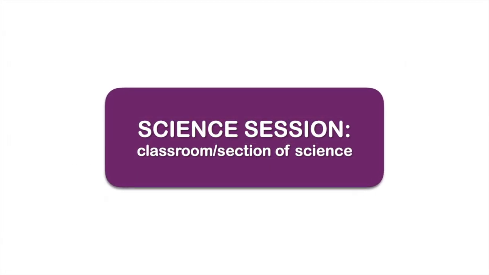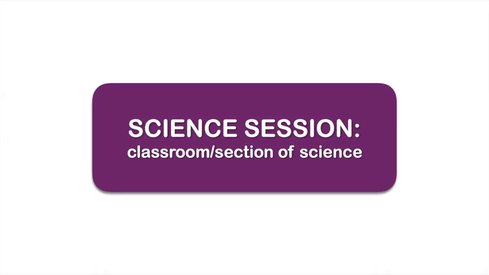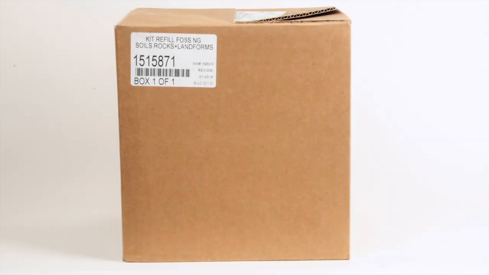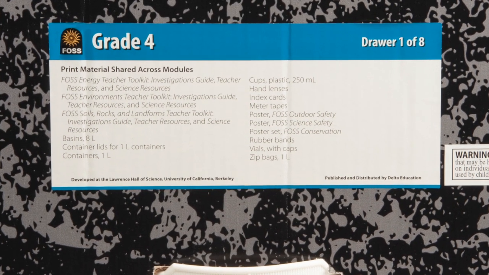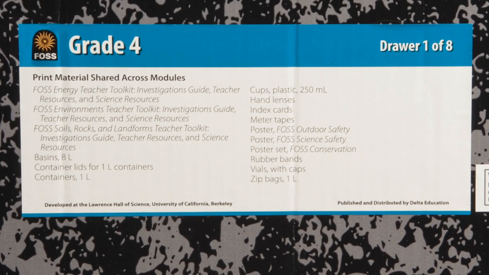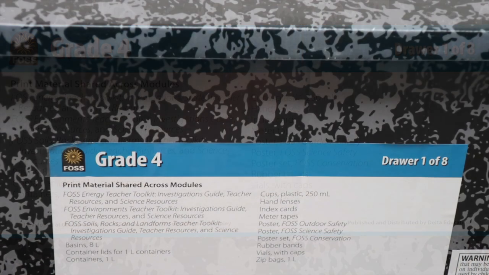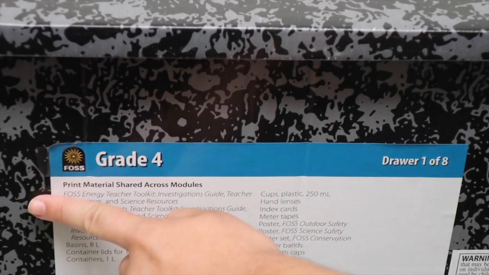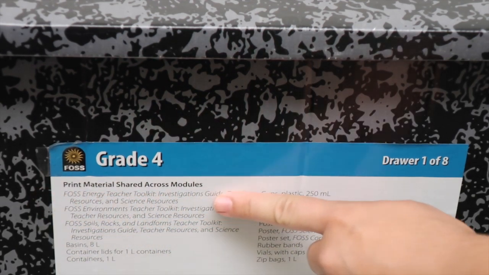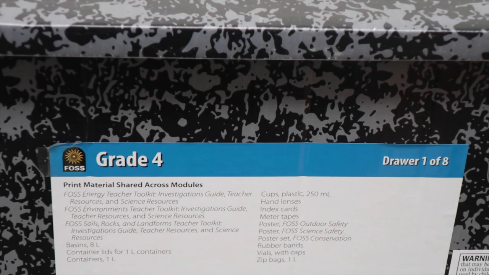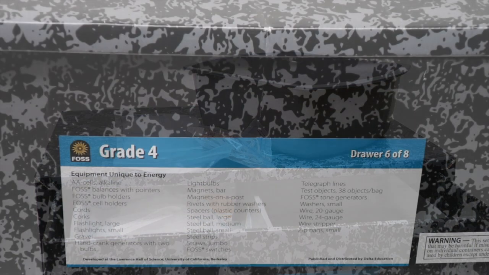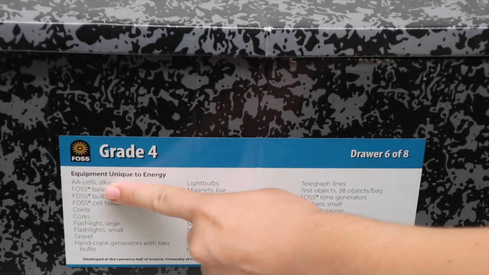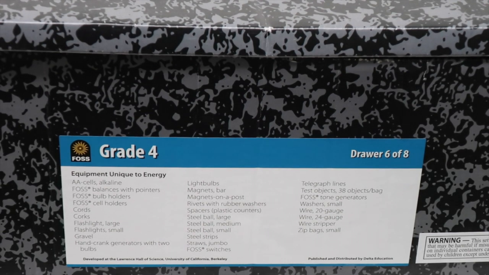If you are teaching multiple science sessions, also known as sections or classrooms of science, you may be receiving additional boxes. After taking all drawers out of the cardboard shippers, you will see each drawer has a label stating its contents. You will notice that some drawers are labeled materials or equipment shared across modules and include materials that will be used for all courses, such as basins and elastics. Other drawers are labeled equipment unique to and the specific course name and include materials to be used exclusively for one course.